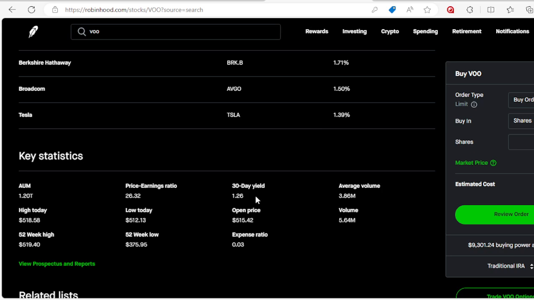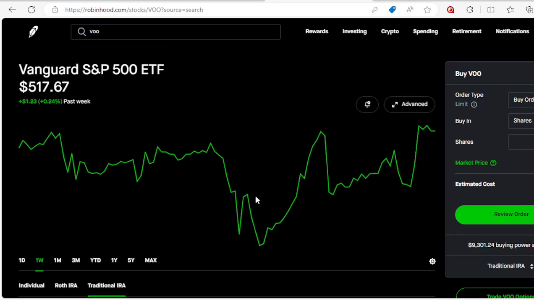The 30-day yield is 1.26. I was told that somebody got $1.80 per share on VOO. At 100 shares, you need to have $51,700 in this to get a pretty good amount of money. 100 shares times $1.80 is $180 every 3 weeks.